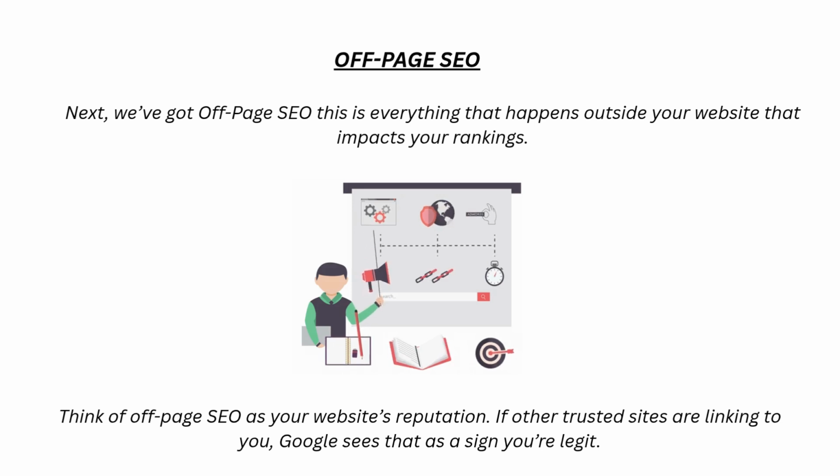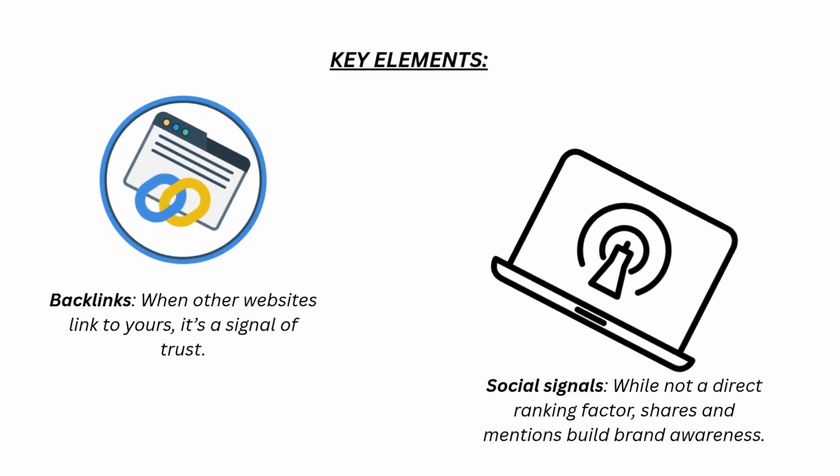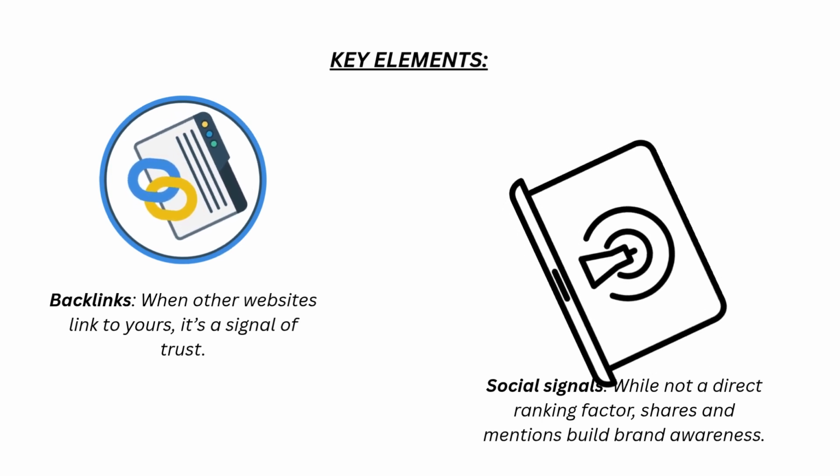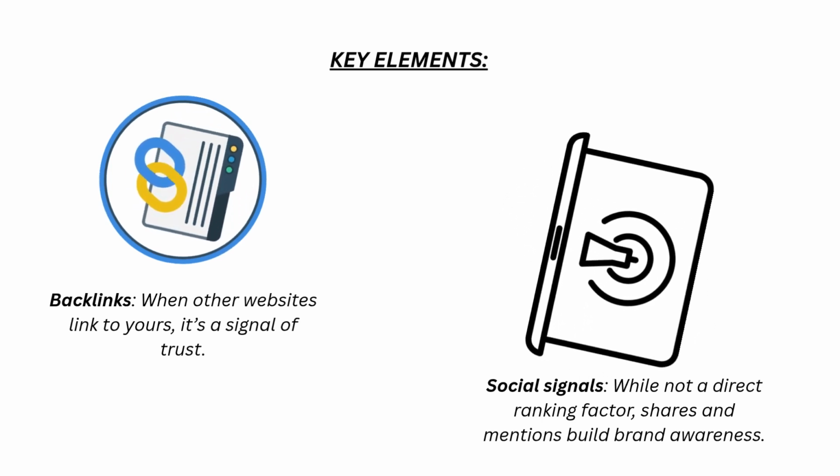Off-page SEO. Next, we've got off-page SEO. This is everything that happens outside your website that impacts your rankings. Think of off-page SEO as your website's reputation. If other trusted sites are linking to you, Google sees that as a sign you're legit. Key elements. Backlinks. When other websites link to yours, it's a signal of trust.